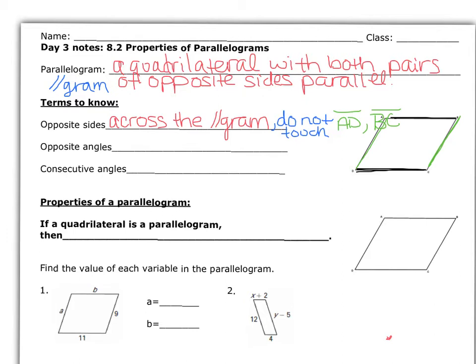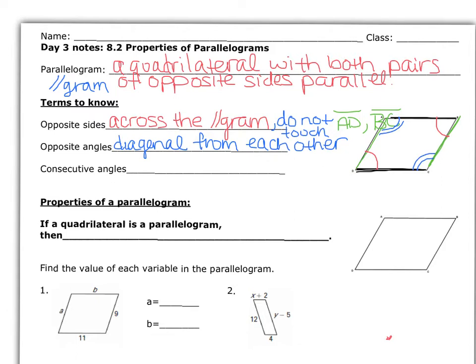All right, opposite angles, they're diagonal from one another. And again, basically they don't touch either. So if you wanted to look at some opposite angles here, D is going to be opposite from B. And then you have another set here in that A is opposite from C.